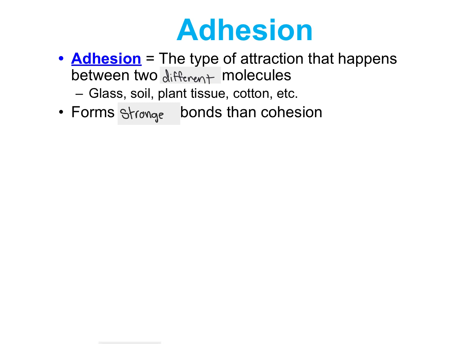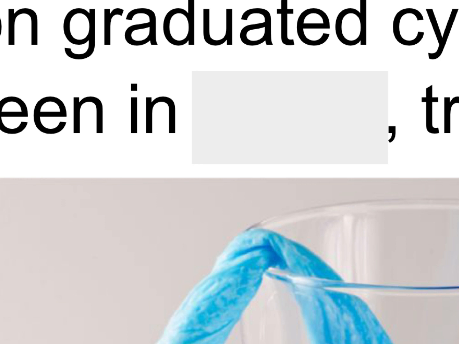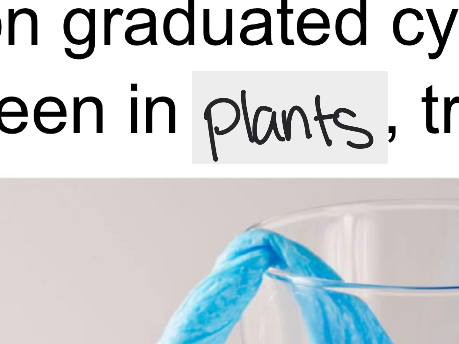So some other examples would be things like the meniscus forming on a graduated cylinder, if you remember that from our first little measuring activity. And then we have capillary action, which is seen in plants, trees, and straws. So this is the part that allows plants to draw water up from their roots, or what allows us to get water up through a straw.